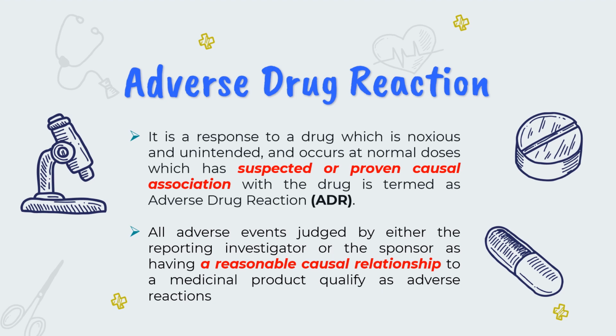And it is very important for you to understand that all adverse events are judged, either by the reporting of the investigator or the sponsor, as having a reasonable causal relationship to the medical product to qualify as an adverse drug reaction. So when it comes to determining that a particular medication has a particular adverse drug reaction, you have to prove that it has a cause and effect relationship. Whatever effect a drug has is initially an adverse event, but when you add causality to it, it becomes an adverse drug reaction.